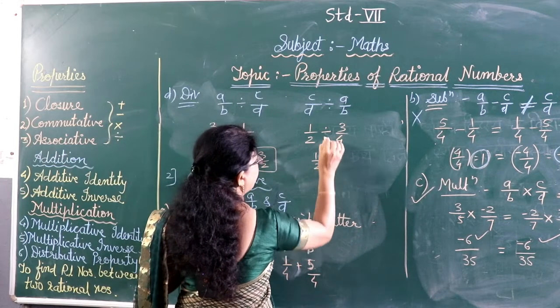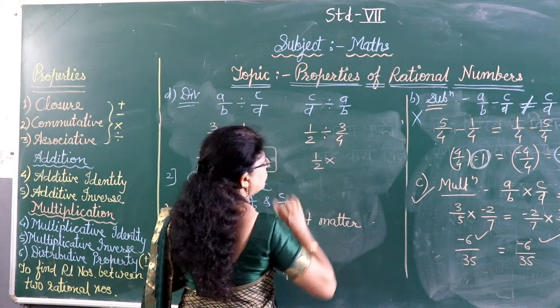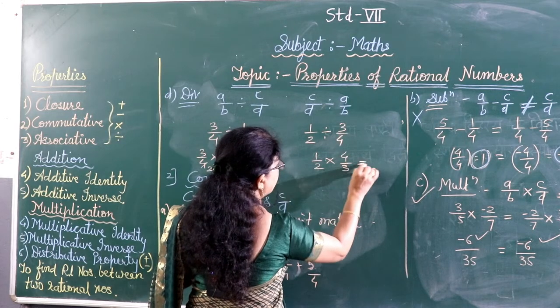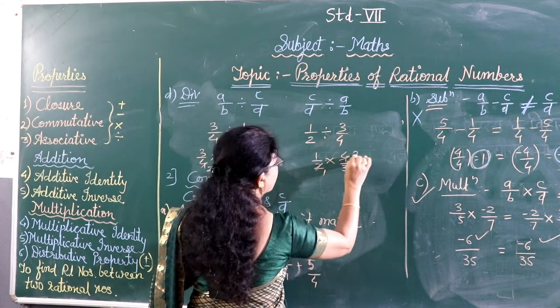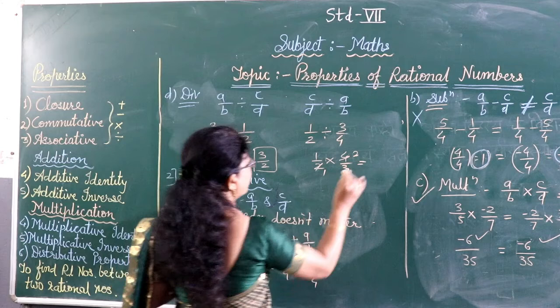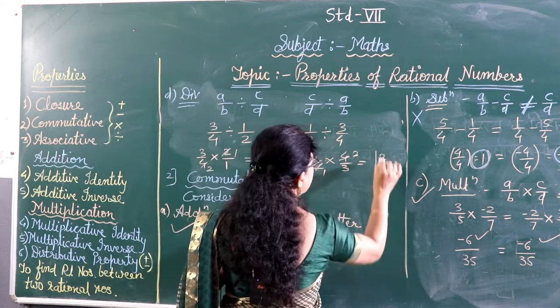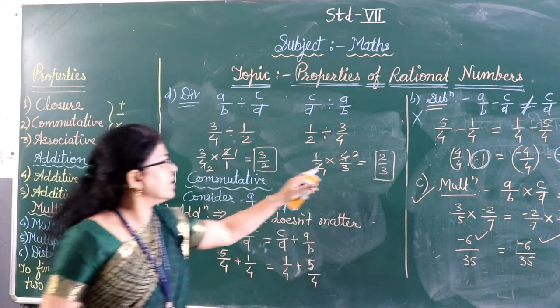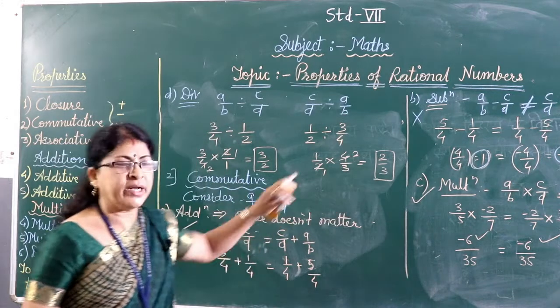1 by 2 divided, division will change into multiplication. Write the reciprocal of it, 4 by 3. So 2 ones are 2 and here again 2 twos are 4. What answer are you getting here? 2 upon 3, right? Are they equal? Is 3 by 2 equal to 2 by 3? No, they are not equal.